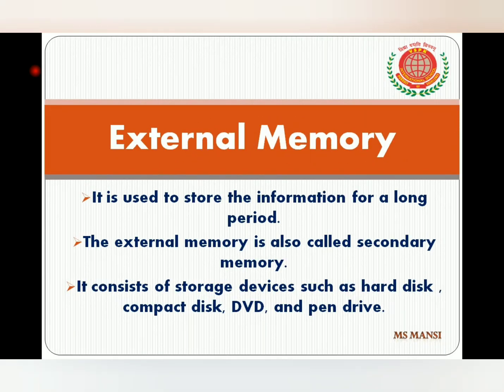So what is external memory? It is used to store information for a long period. If you want to store the information for a long period, then you will store the data or information in the external memory. The external memory is also called secondary memory. It consists of storage devices such as hard disk, compact disc, DVD, and pen drive.